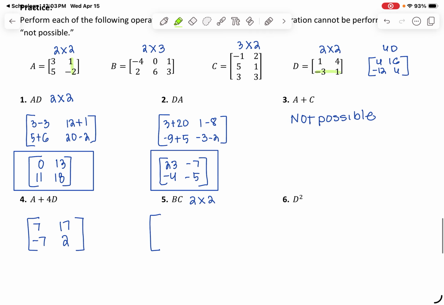All right, I'm going to multiply row 1 times column 1. -4 times -1 is 4. 0 times 5 is 0. And 1 times 3 is 3. So that's going to give me 7 for my first entry. Now I'm going to do row 1 times column 2. -4 times 2 is -8. Oops, wrong spot. Is -8. 0. 1 times 3 is 3. So I get -5.